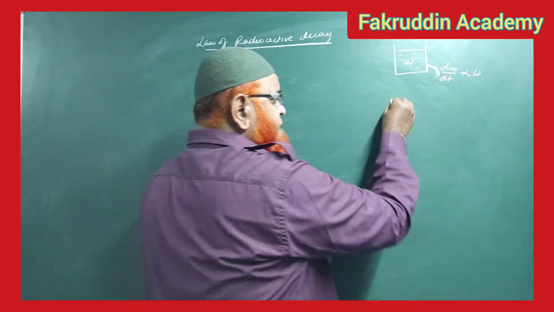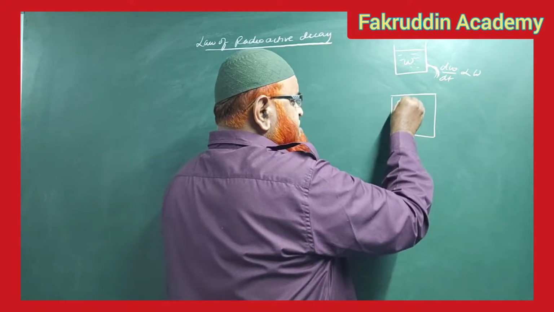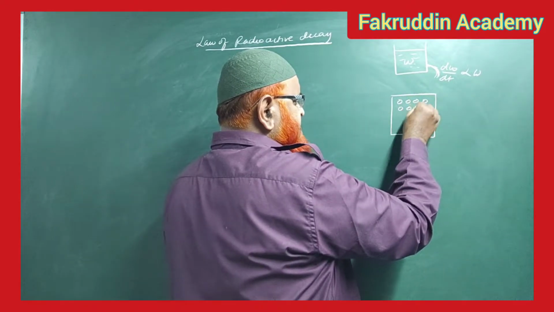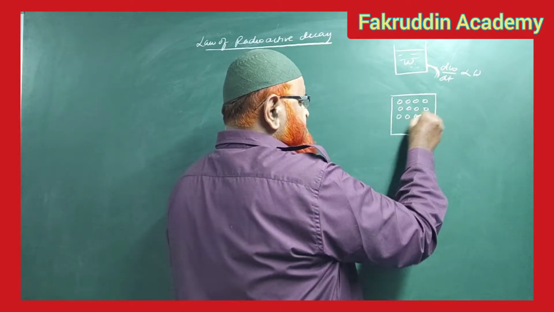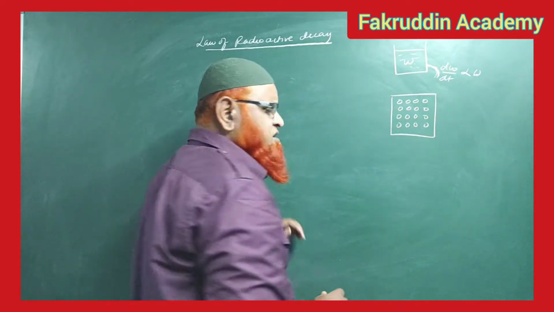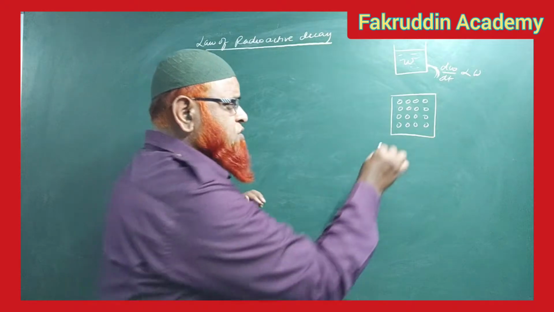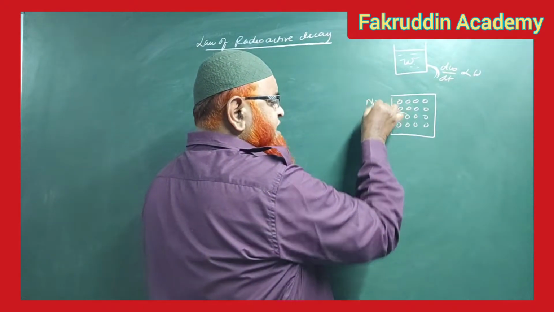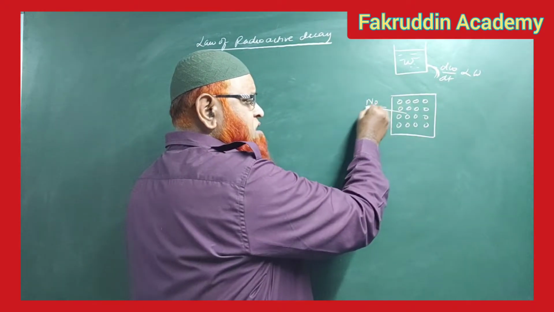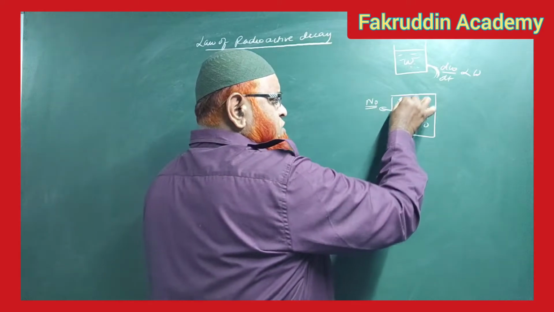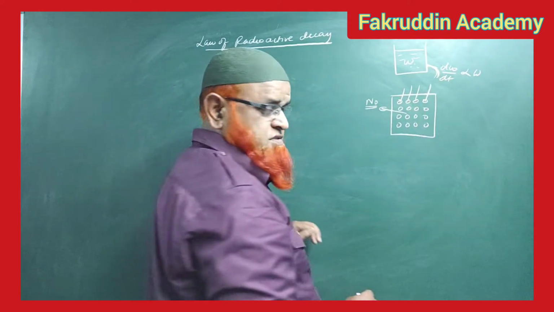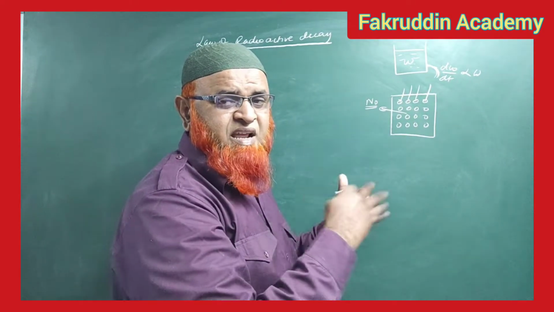For example, I am considering an element in which there are many nuclei present. These nuclei are unstable, and they are decaying slowly. Let us imagine what is going to happen here. These are the total number of nuclei present in an element, that is N0. And slowly the element gets decayed. As the time passes, the nuclei are getting decayed.